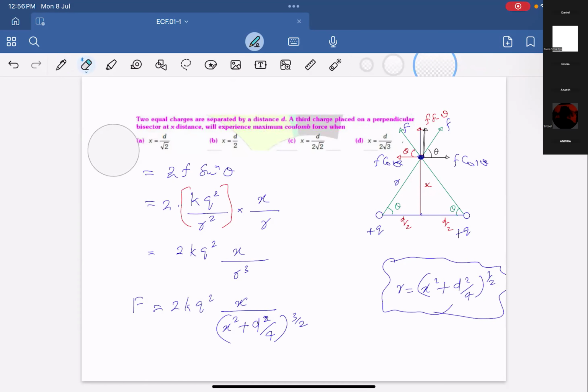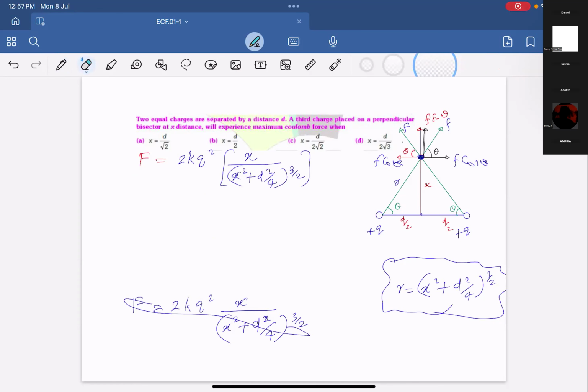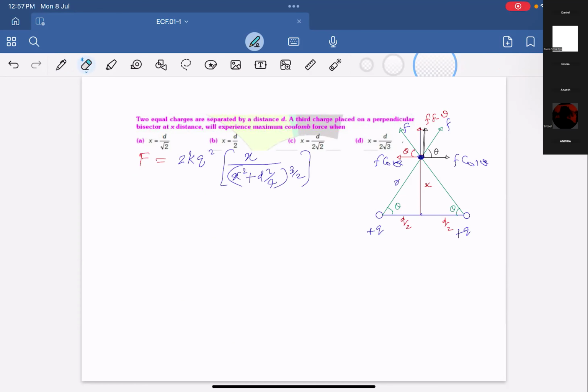I'm writing this equation one more time. This is the equation for force now. Force is equal to 2kq square into x divided by x square plus d square by 4 the whole raised to 3 by 2. Okay, and I'm going to tell you the condition for maximum. If something is to be maximum, their differentiation should be 0. That is a condition called condition for maximum and minimum. df by dx is equal to 0.